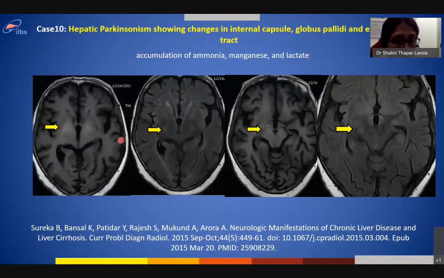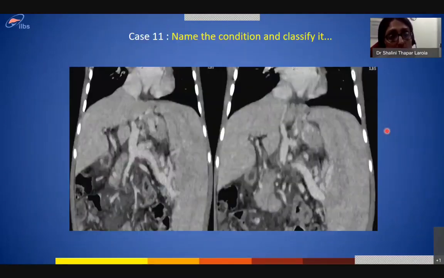There's a lot of work on the gut brain axis, or the gut neural axis, and this is the result of that. You start getting T1 hyperintensities in the globus pallidi. This extends to the extrapyramidal system, and it shows changes in the midbrain as well as the brainstem. So whenever we see changes like this associated with CLD, we know that we are dealing with hepatic encephalopathy or hepatic Parkinsonism. Very, very interesting case. And I think every radiology resident should be aware of this now.